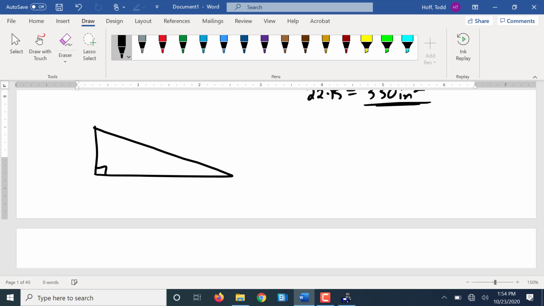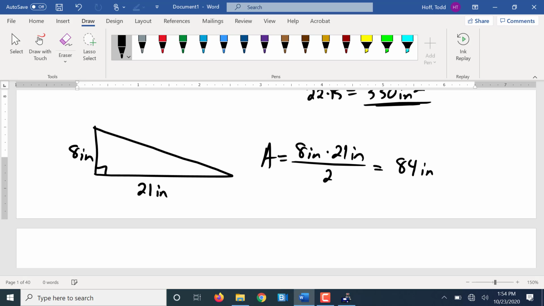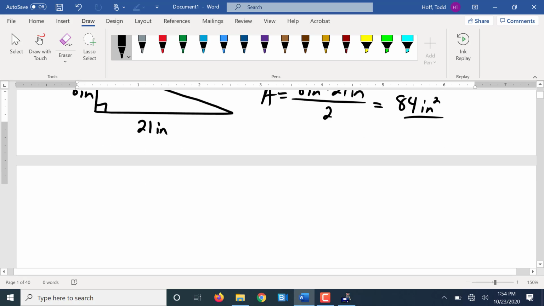So if we have a right triangle, this is 21 inches and this is 8 inches. How do we find the area of that? There we go, 8 times 21. And then because it's half of that related rectangle, it's divided by 2 to give us 84 square inches. What if it's not a right triangle?